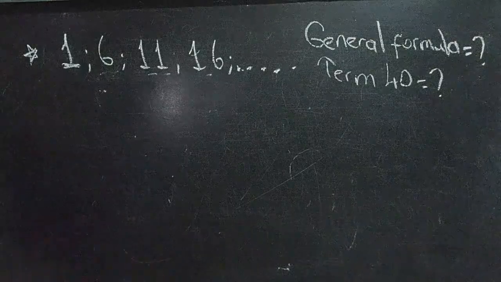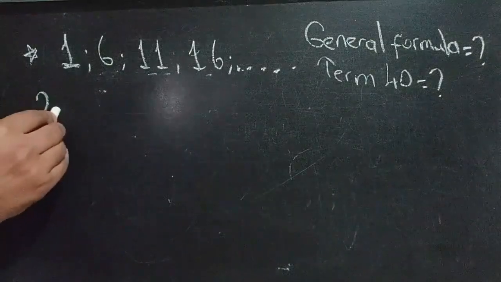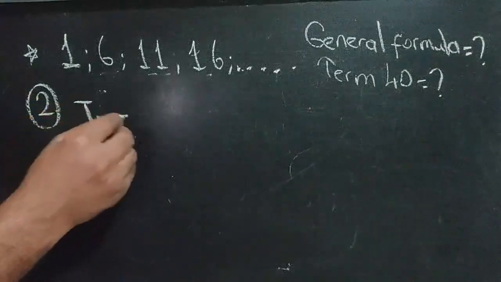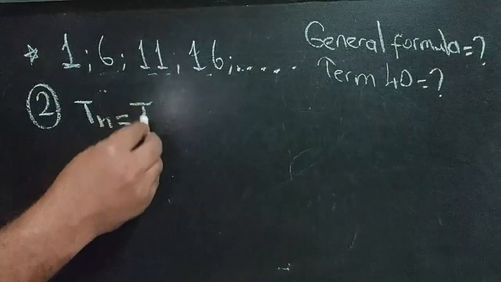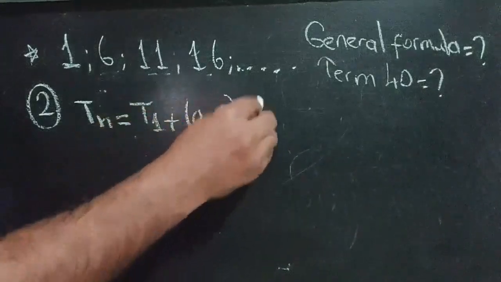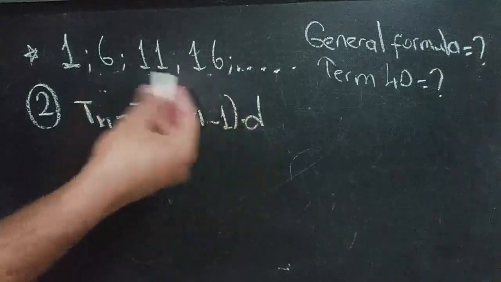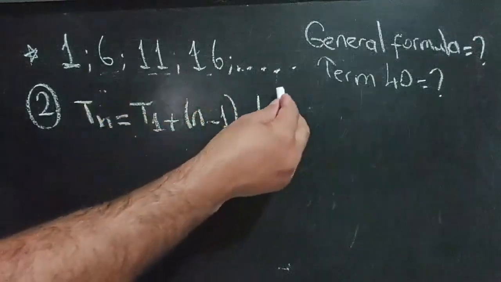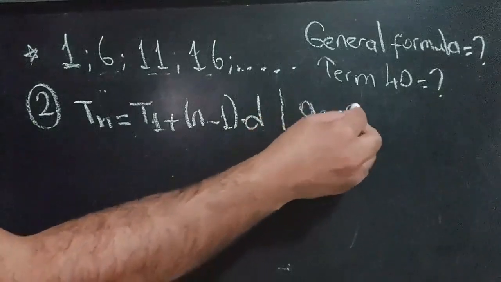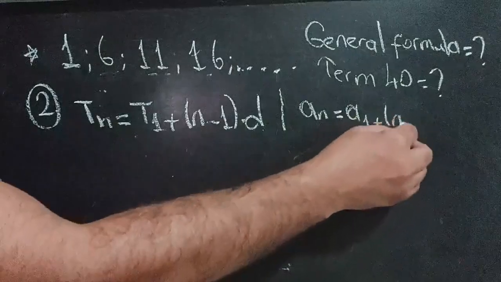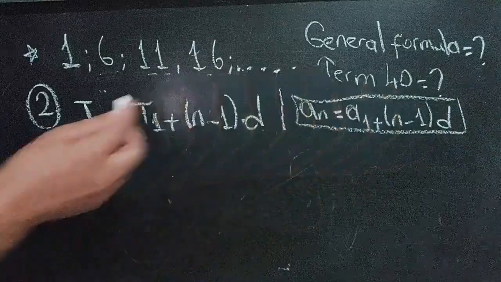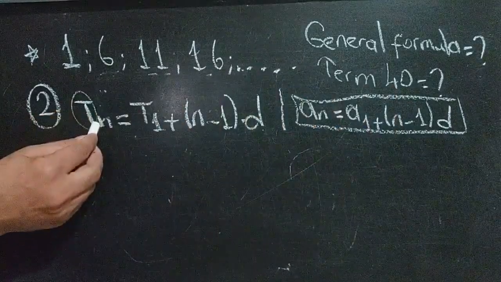All right, now the second method is going to be from the formula. The formula is Tn equals, general formula equals, term 1 plus n minus 1 times d, the constant difference. So in some books they may show you like this: an equals a1 plus n minus 1 times d. So I put t there to represent term.